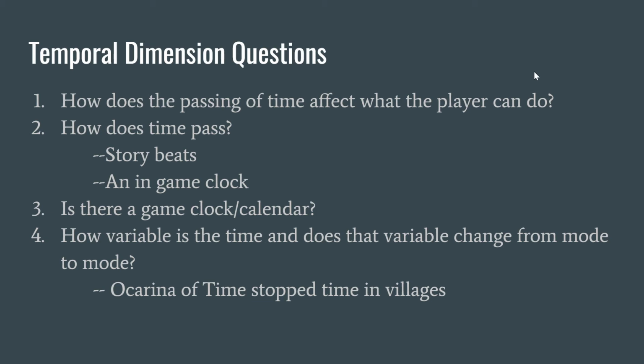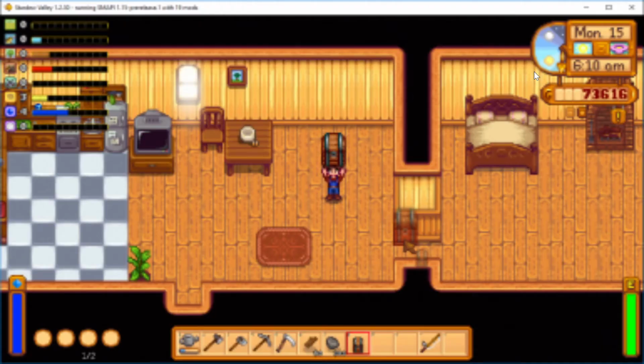The other way of making time pass is just using an in-game clock. Just using a clock in the game where you have a day-night cycle, and it's always the same time. And then if you're going to use an in-game clock, the next question is, are you going to tell people about the clock? Are you going to show it to people? So here, once again, is Skyrim. If you see in the top right corner there, it says Monday the 15th. You have icons that tell you what time of day it is, and then you have time there. That tells you the time.